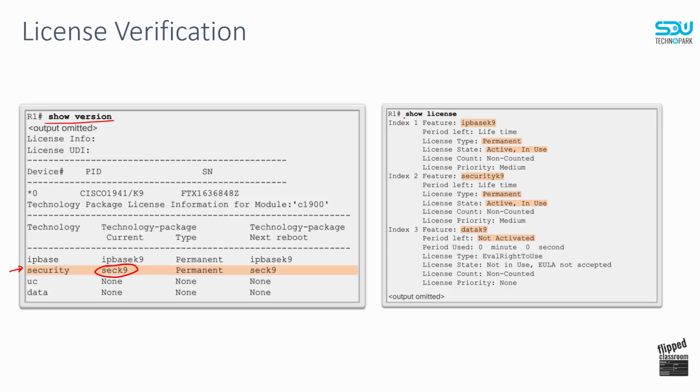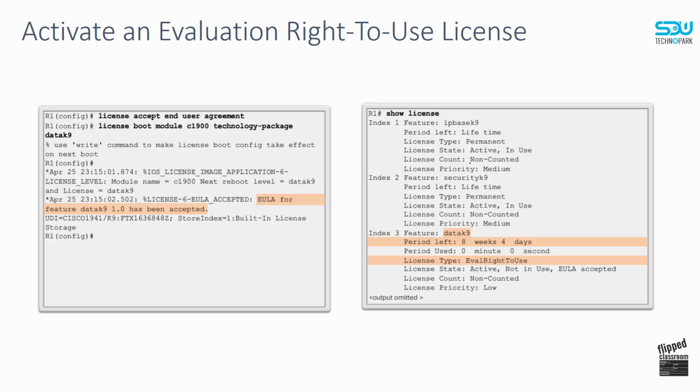And also, if you type the command show license, you will see that your license is turned on, it's active, and so on. Also, if you don't have money, or if you don't know whether you need this license or not, you can try to use a trial version of the license. Evaluation right to use license. Okay, so we can make the acronym ERTUL, maybe like this, so that you can type the command license accept end user agreement, license boot module, and here it is. And afterward, when you type show license, you will see how many weeks, how many days are left until the moment when your license will expire.